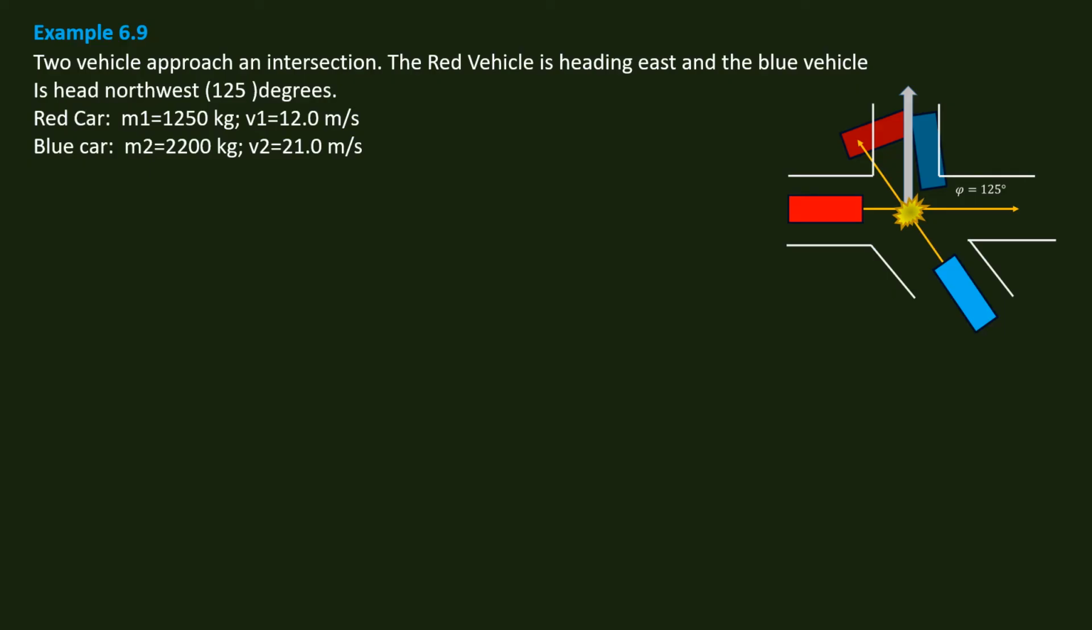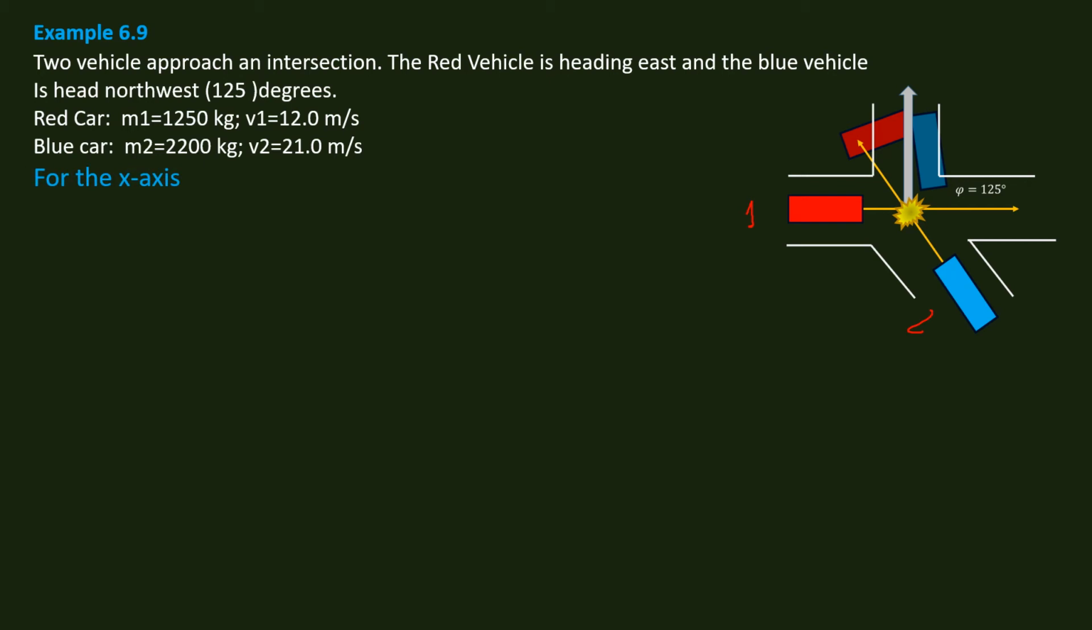Now let's look at one where we have an off-axis problem, and they give us the masses of the cars and the initial velocities, 12 and 21. So this is car M1, this is car M2 over here.